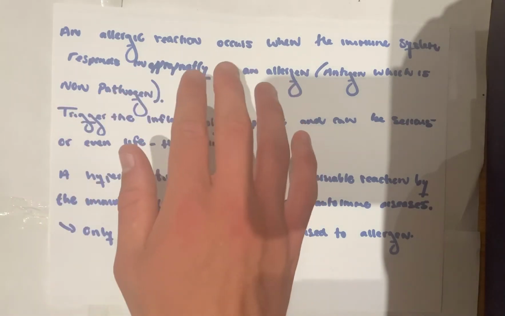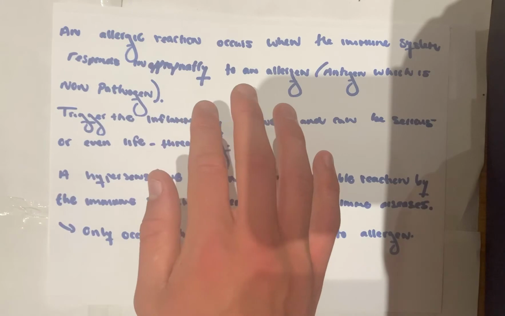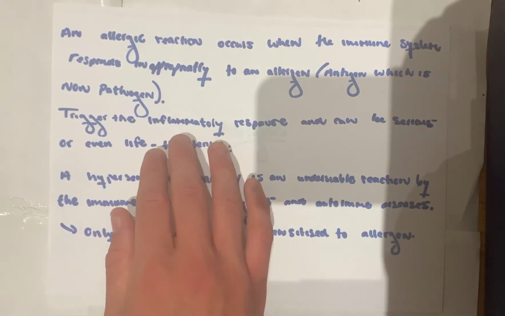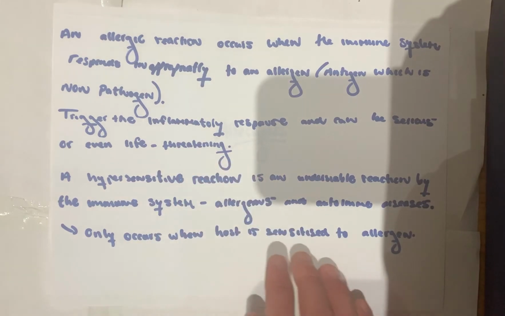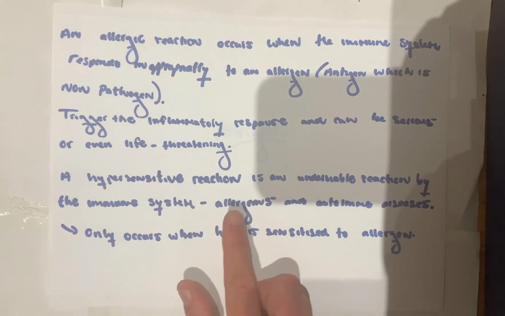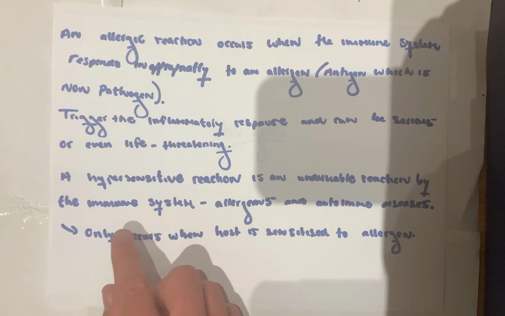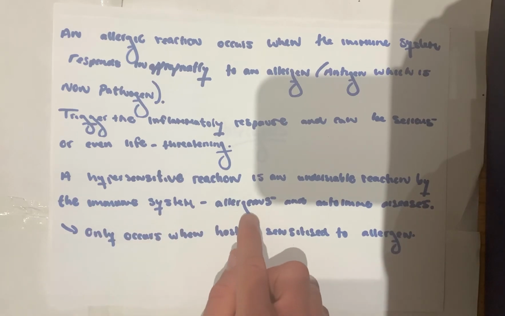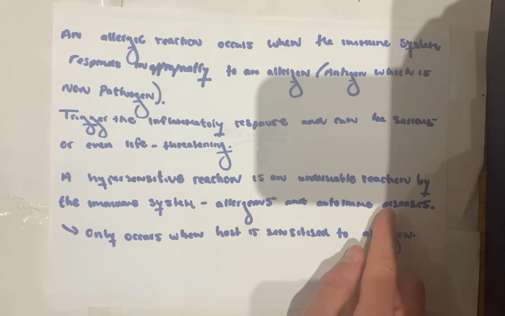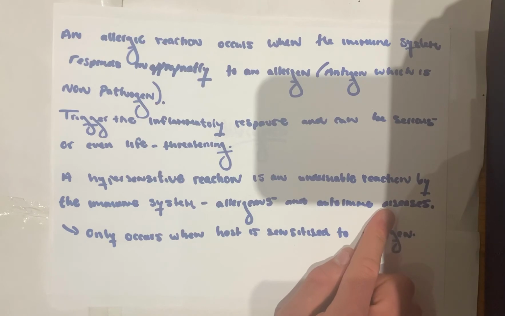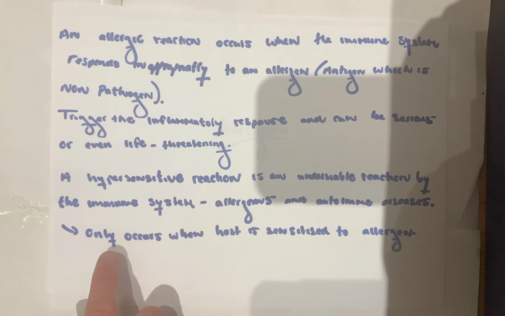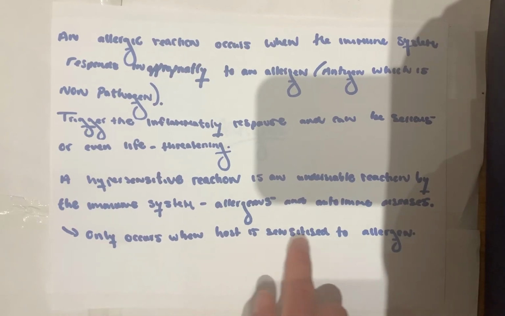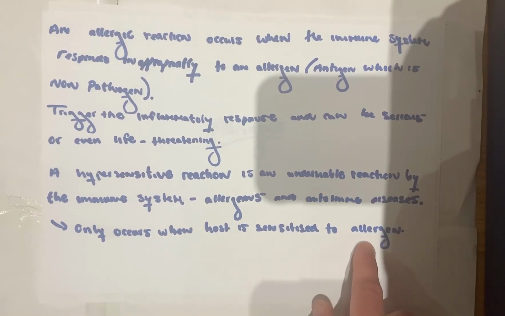But it's the inappropriate response of the immune system that causes a trigger of the inflammatory response, which can be serious or even life-threatening. So a hypersensitive reaction is an undesirable reaction by the immune system. An allergic reaction to allergens or autoimmune diseases are two types of hypersensitive reactions. But important to note, these only occur when the host is sensitized to the allergen.